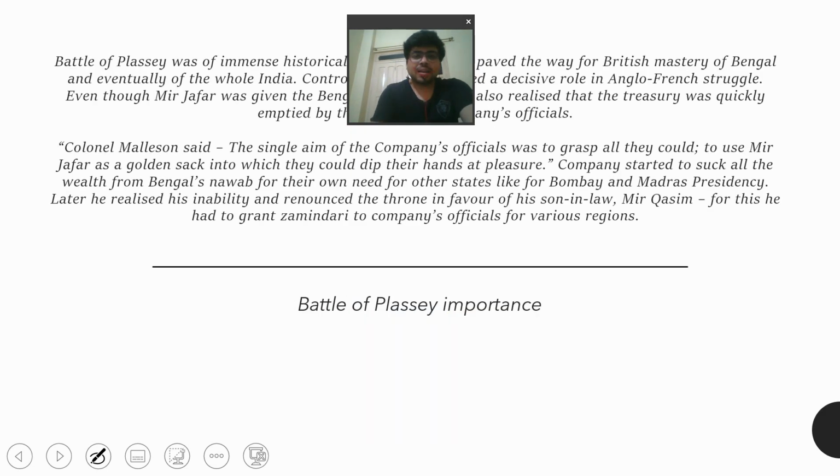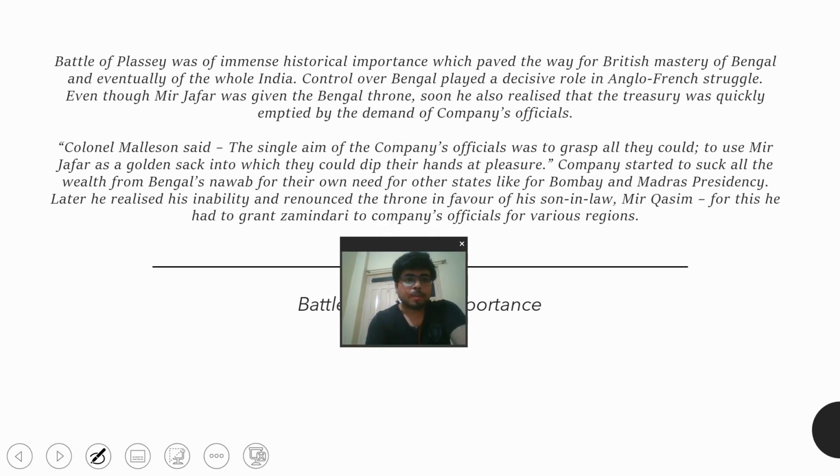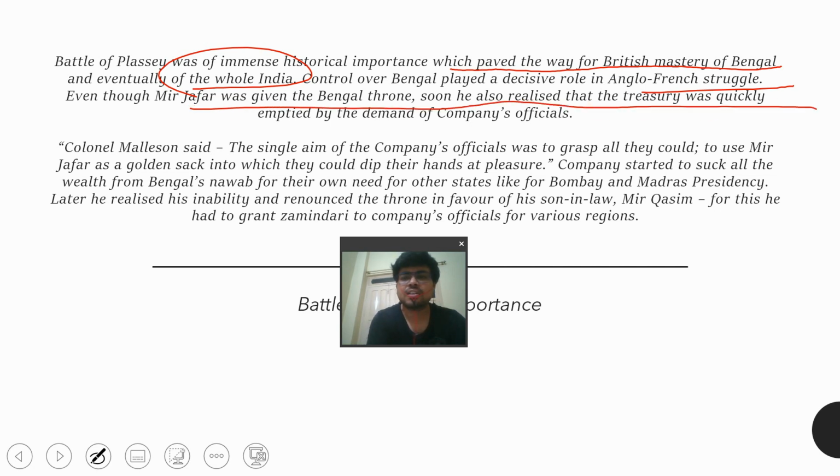So, the importance of the Battle of Palasi. The Battle of Palasi was of immense historical importance, which paved the way for British mastery of Bengal and eventually of the whole of India. Control over Bengal played a decisive role in the Anglo-French struggle, and even though Mir Jafar was given the Bengal throne, soon he realized that the treasury was quickly emptied by the demands of the company's officials. And what kind of demands?